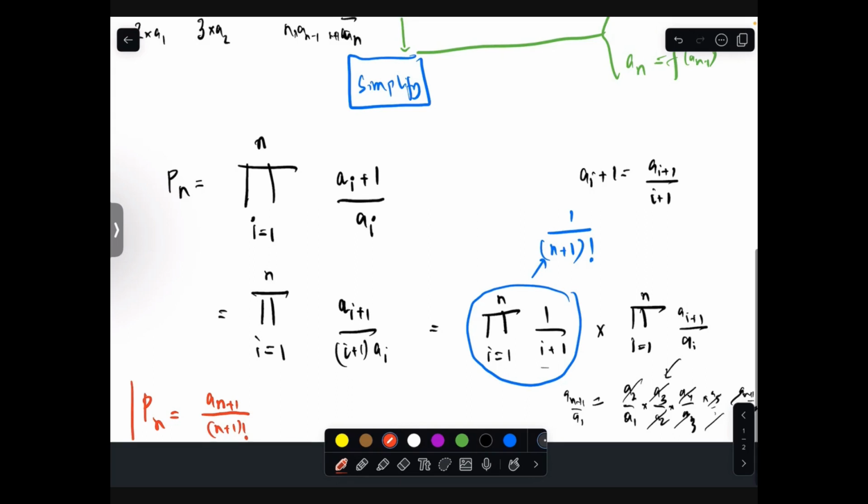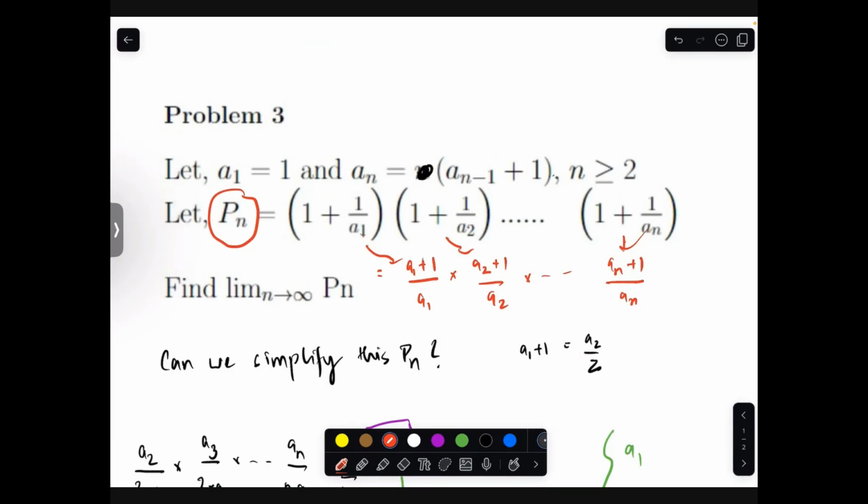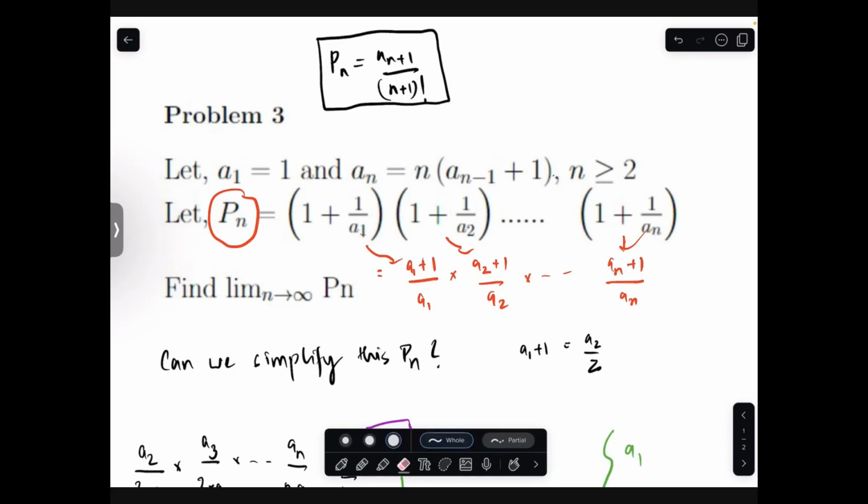All of you understood this, guys? Yes or no? We have realized that Pn is nothing but an plus 1 by n plus 1 factorial, and you have to find its limit. So this boils down to a new problem: how can we find the limit of an? You see that finding the limit of Pn is turning out to be finding the limit of an plus 1 by n plus 1 factorial. So you have to know how to find the limit of an, and that's the interesting part.